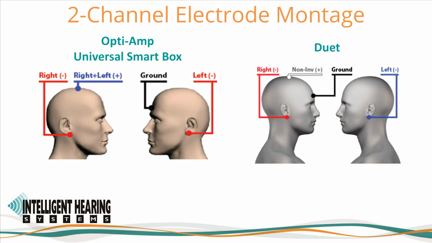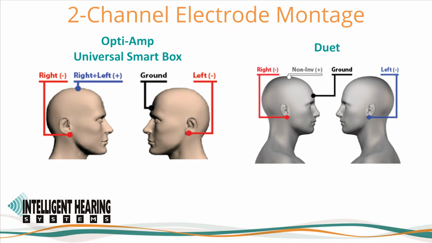The electrodes are placed in a typical 2-channel setup for right and left hemisphere data acquisition. For several CAEPs, temporal and central international 10-20 electrode placements might be of interest. The images on this slide show the connections for the Universal SmartBox platform, as well as the connections for the Duet 5 electrode lead patient cable.